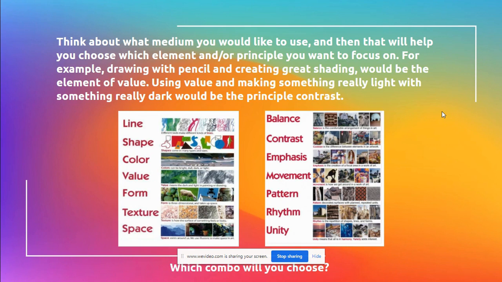What if you want to use lots of different colors? Could you make a pattern of colors or a rhythm of colors? What if you wanted to show some kind of texture? Would everything have the same texture to show unity? Which combination will you choose?